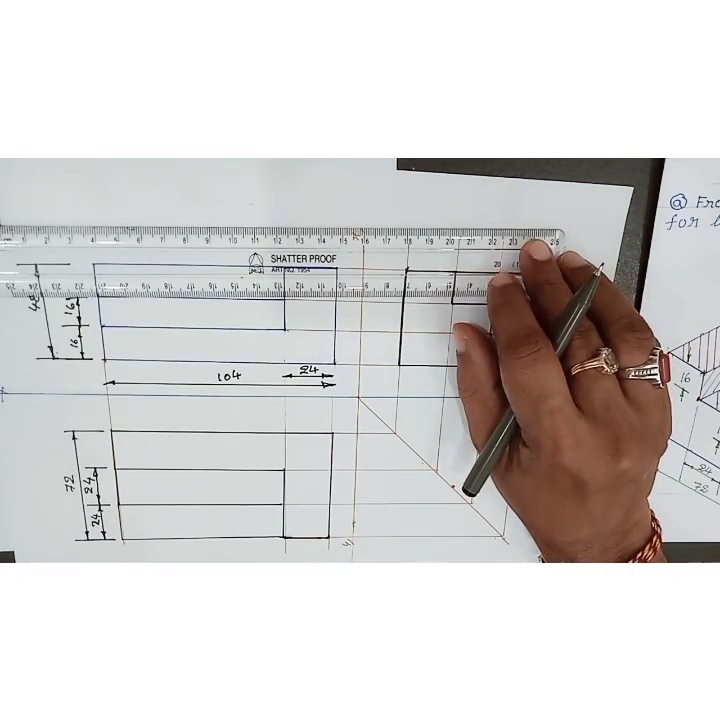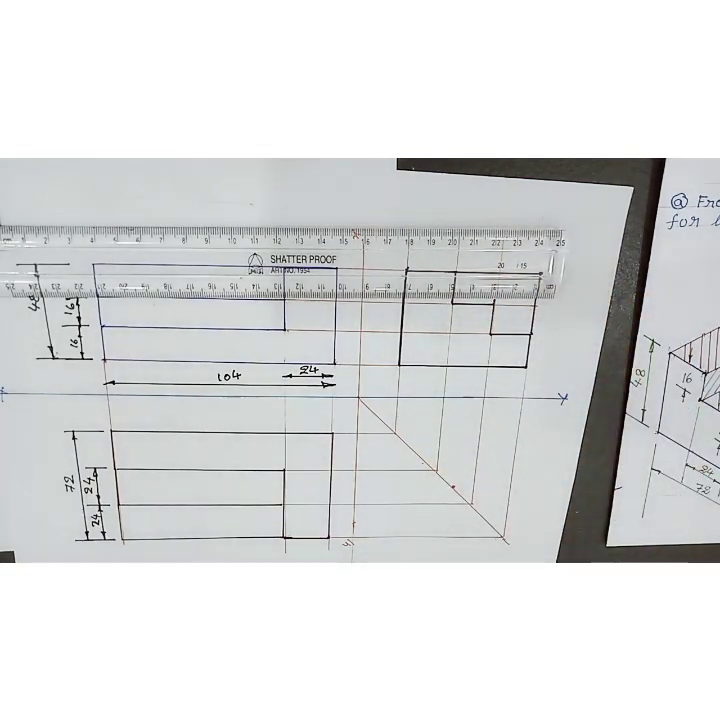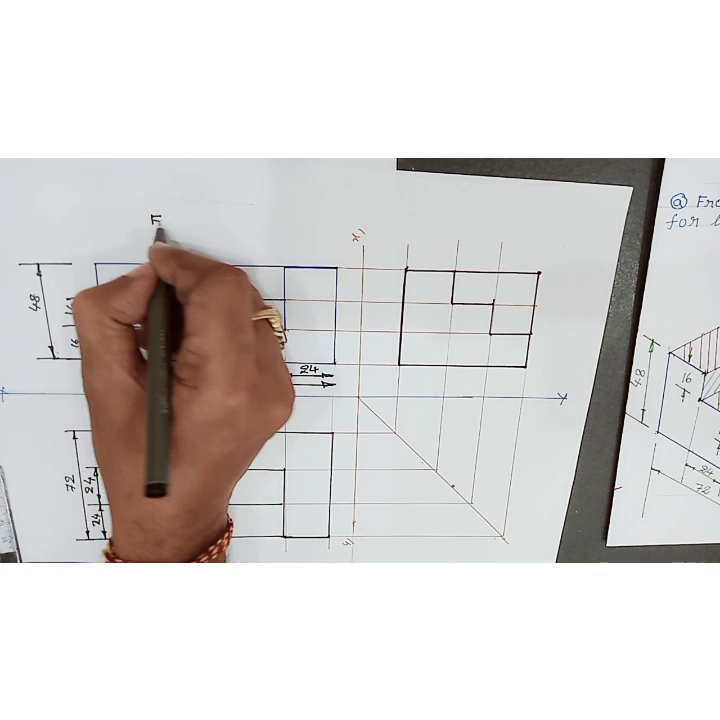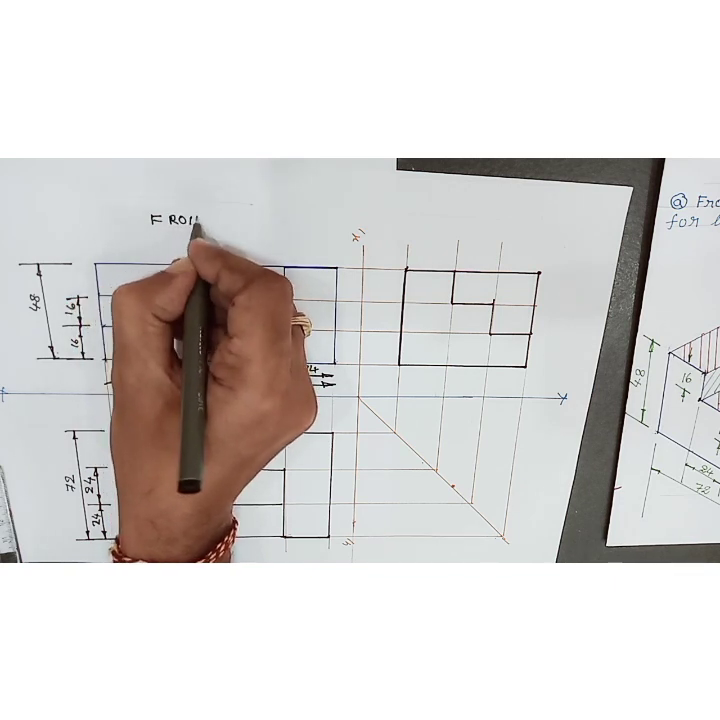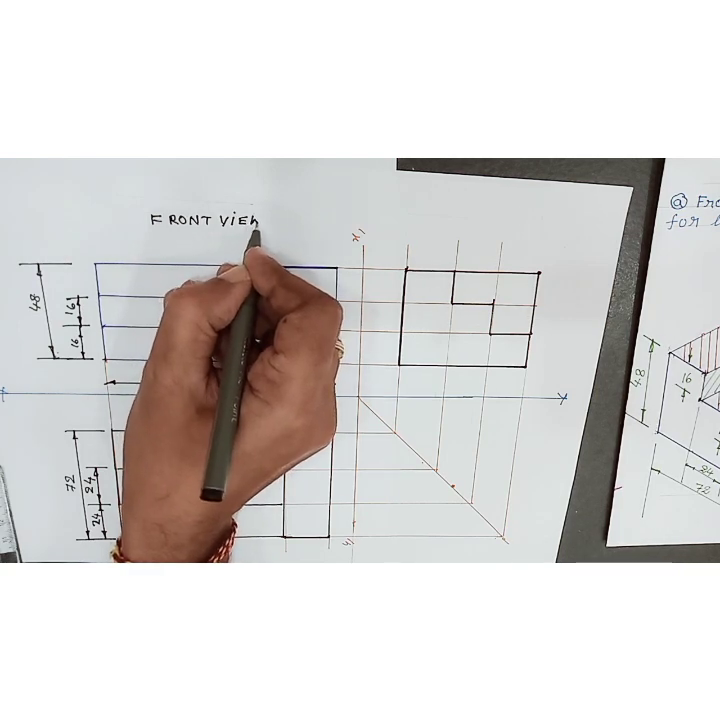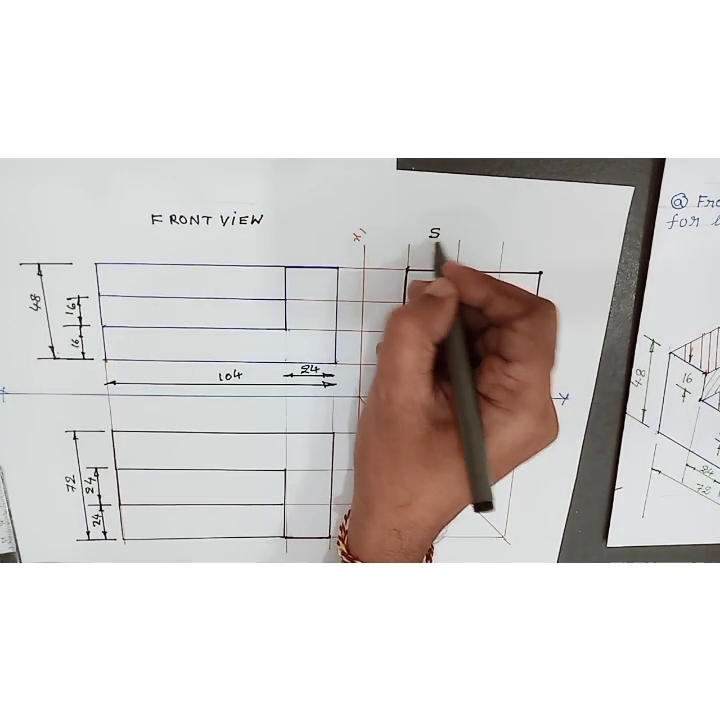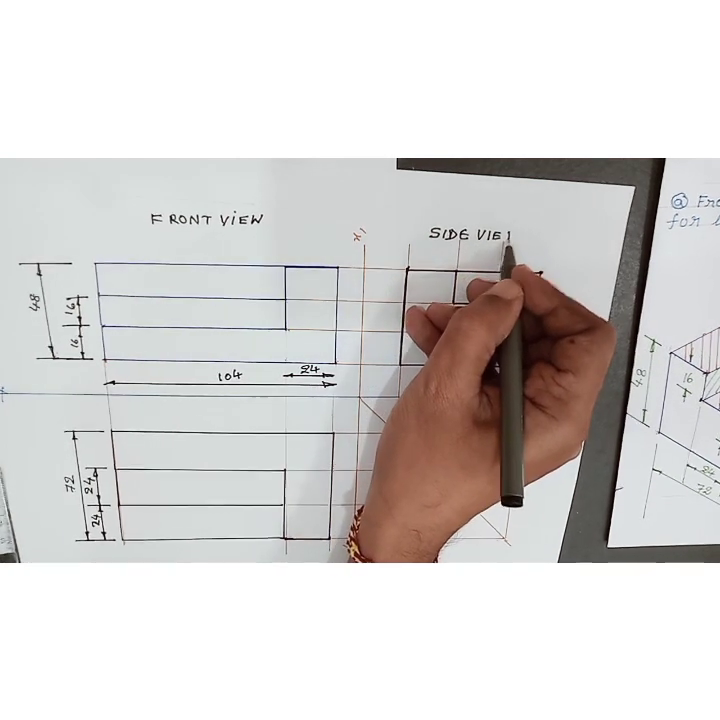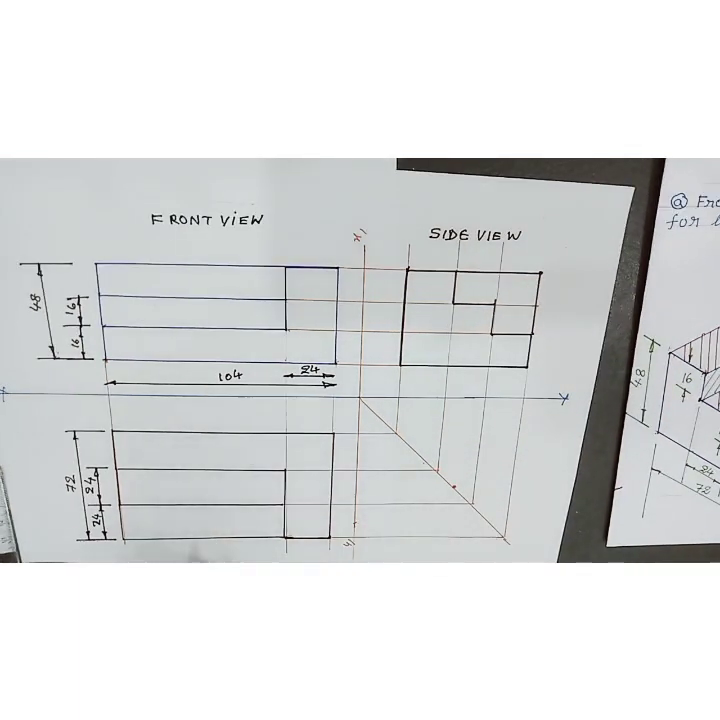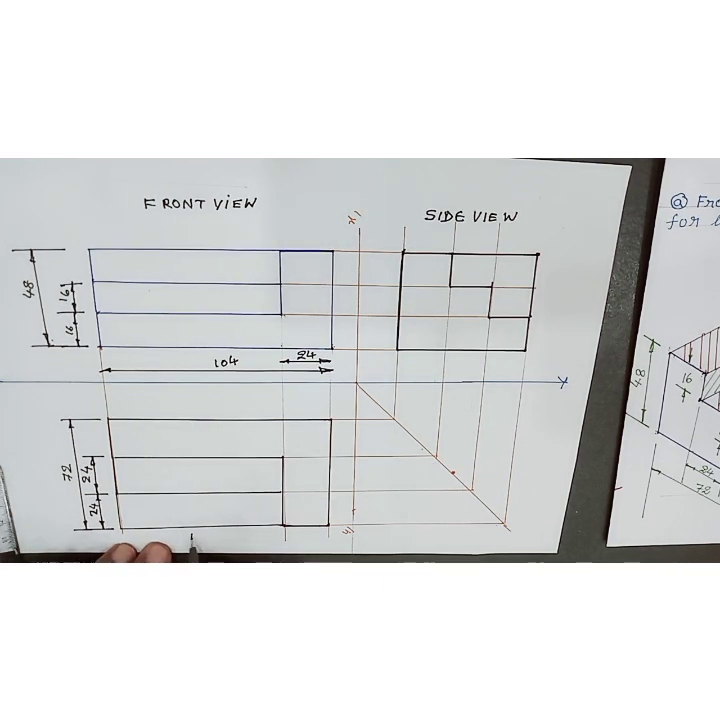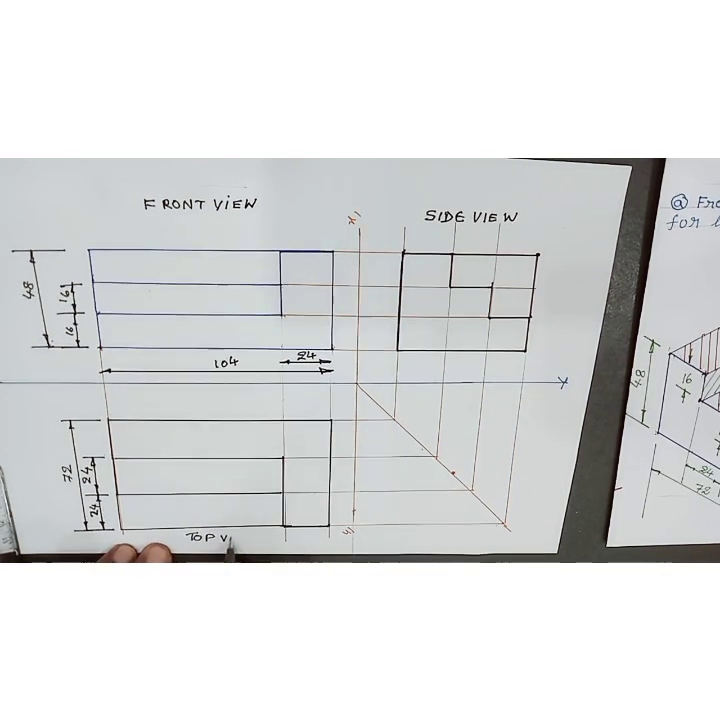Then you can print here, say front view, here side view, then top view.